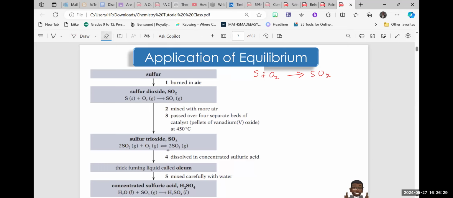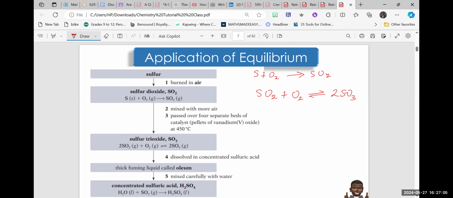So your contact process has 3 or 4 equations. The first one is you are burning your sulfur in oxygen. When we burn sulfur in oxygen, we form sulfur dioxide. Then the sulfur dioxide formed further reacts with more oxygen. But this reaction, out of all the reactions, is the equilibrium reaction. Can you see where equilibrium comes in? You need to know this reaction is the equilibrium reaction.